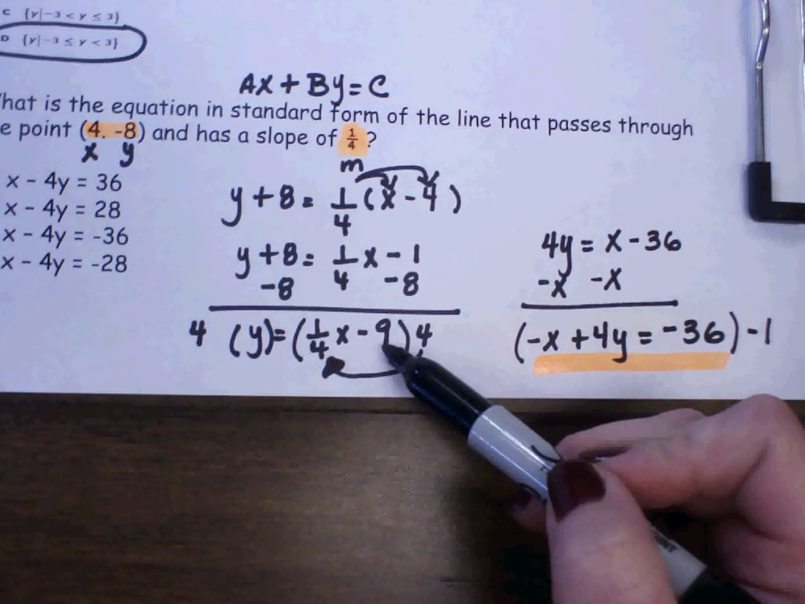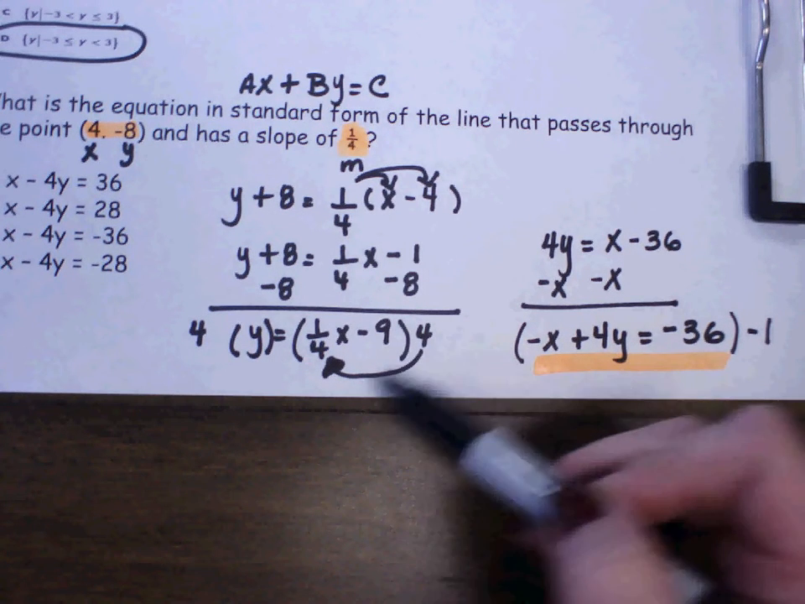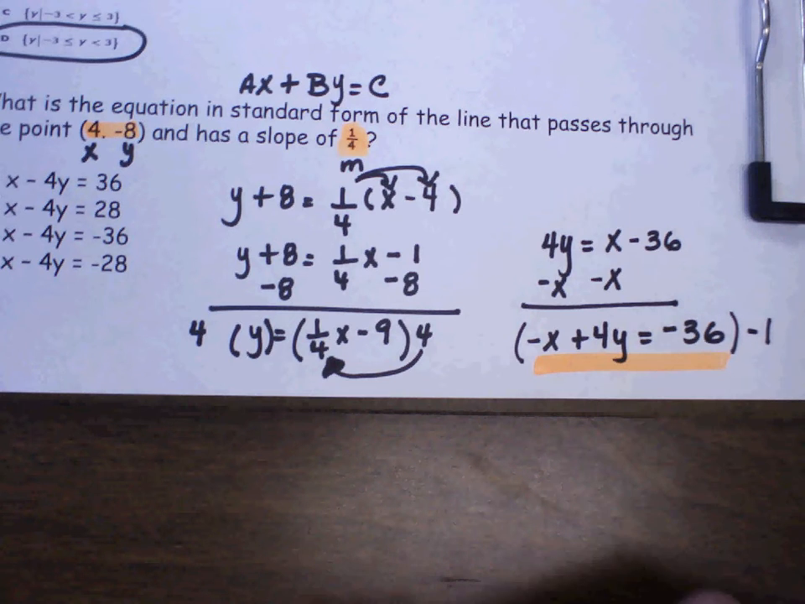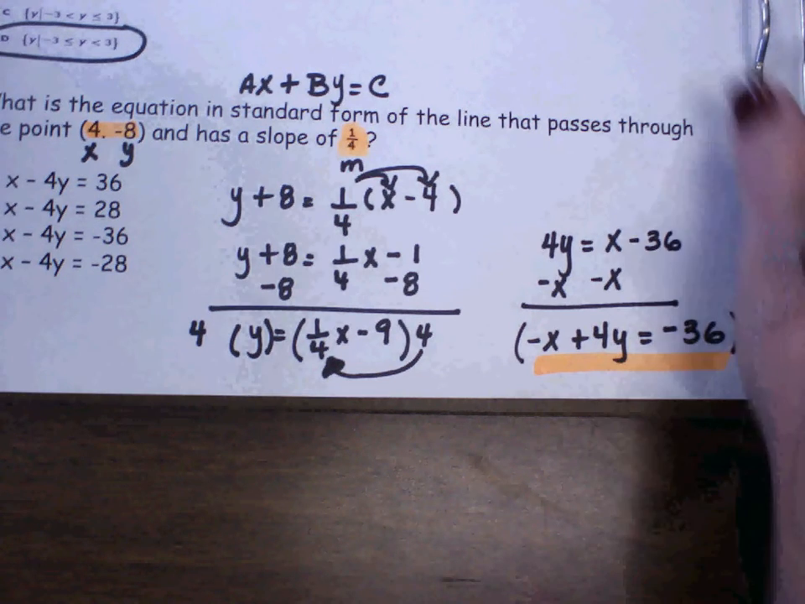That is negative 9, correct? And then you multiply by 4, yes? Yeah, so this is my answer. I'm going to say that the answer is not there. Alrighty? Are we good? Alright.